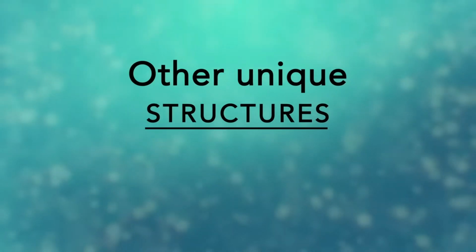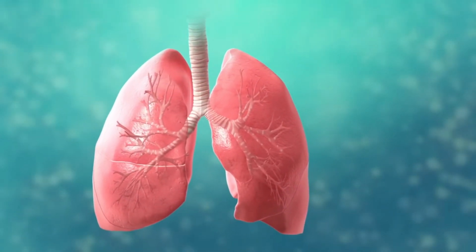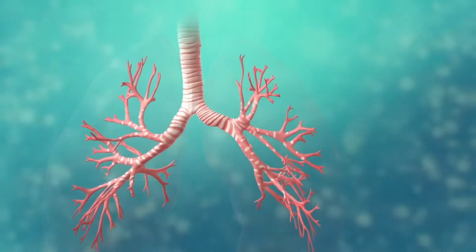Finally, unique cell structures such as cilia in the respiratory tract and flagella in bacteria facilitate movement and filtration, highlighting the remarkable diversity of cell functions.